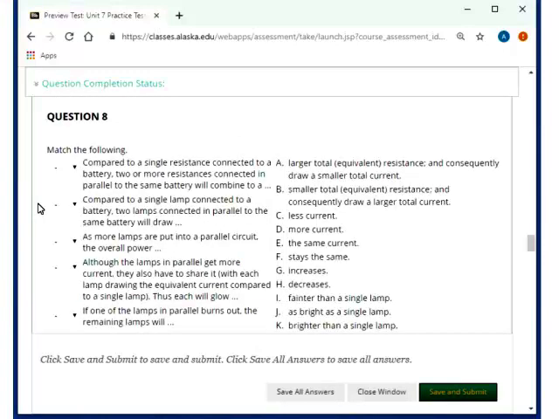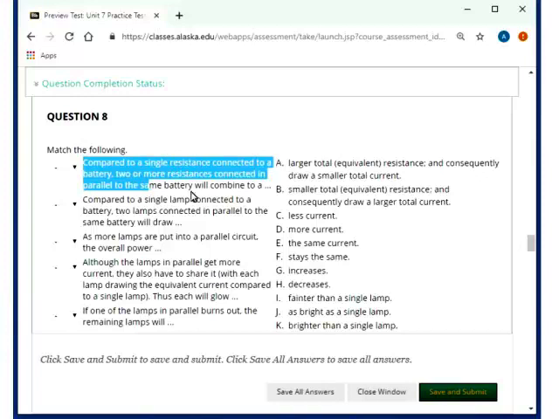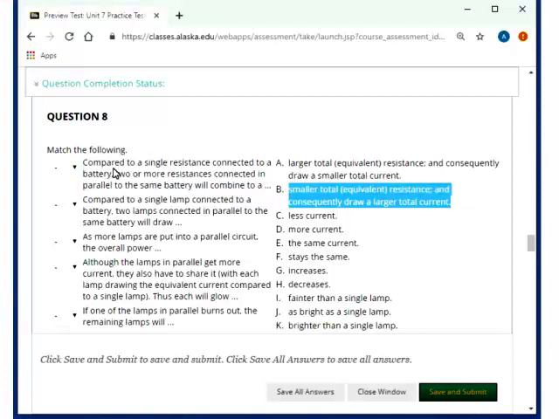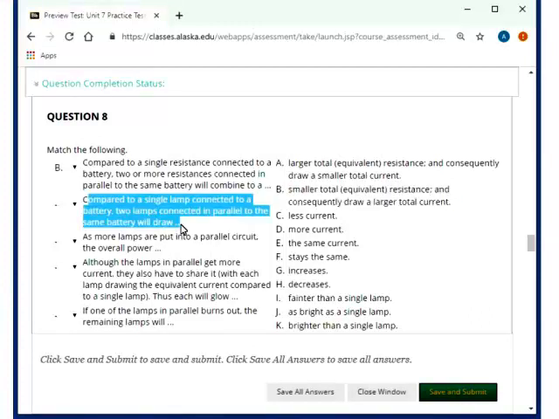Okay, totally changing gears. So the above here was about electricity in general, but this one is about electric circuits. So let's see. You should be familiar by now with electric circuits and what's happening there. Compared to a single resistance connected to a battery, two or more resistances connected in parallel to the same battery will combine to a smaller total equivalent resistance and consequently draw a larger total current. Compared to a single lamp connected to a battery, two lamps connected in parallel to the same battery will draw more current.